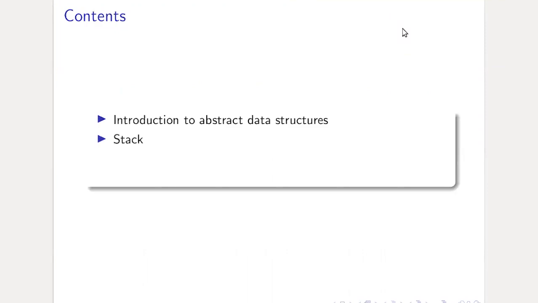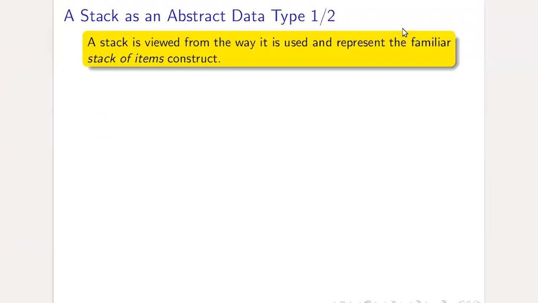Then I will look at three of the most widely used abstract data structures that we come across: stack, queue, and the tree. And in the tree data structure, I'll specifically look at a particular variant, which is called the binary tree. Starting on the stack data structure.